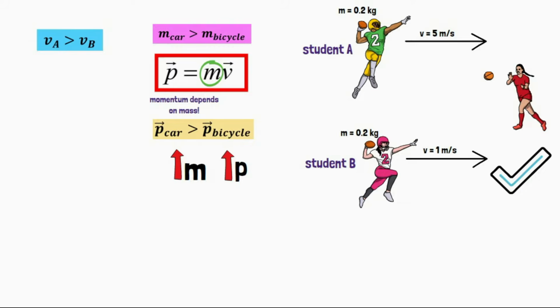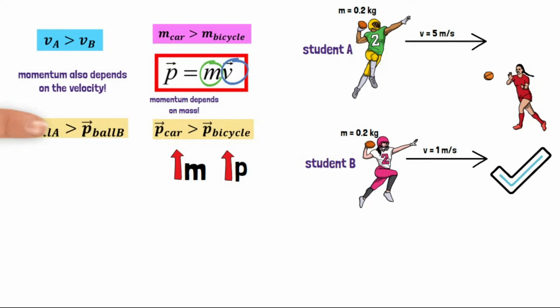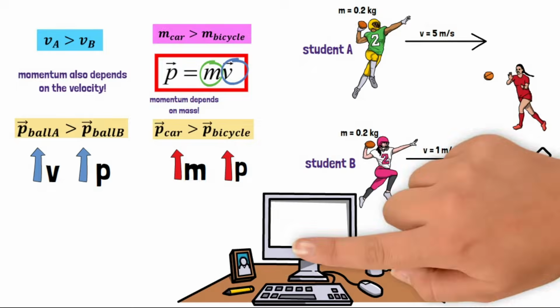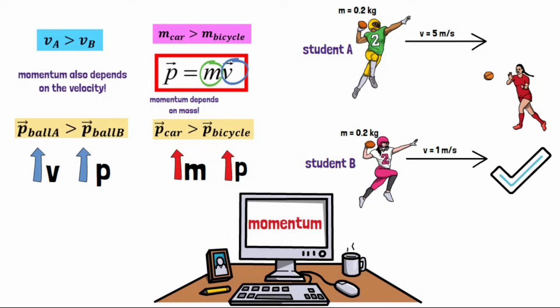Therefore, since momentum is depends on the velocity of the object, so kita boleh kata momentum bola daripada student A lebih besar daripada momentum bola dari student B. Sebab itu, lebih mudah untuk awak tangkap bola daripada student B kerana momentum bola daripada student B lebih kecil. So, lagi besar velocity of the object means that lagi besar momentum yang dimiliki oleh objek tersebut. So, that's all the revision about momentum.